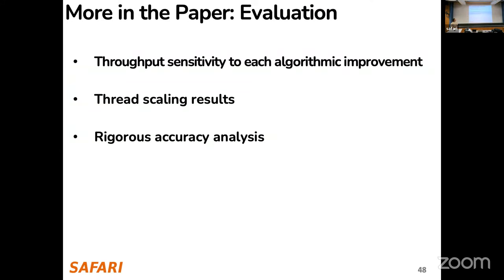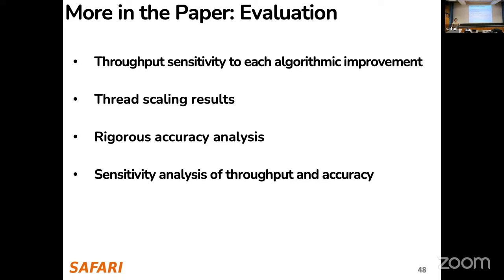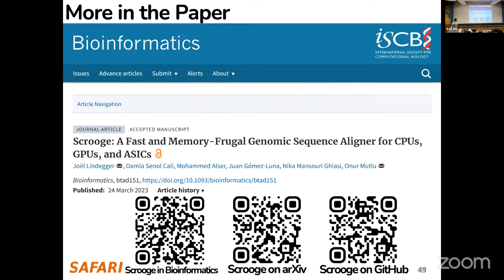We have much more in-depth evaluation in our paper, including parameter sweeps over threads and algorithm parameters. Then we analyze the accuracy of this algorithm. Turns out it actually doesn't give optimality guarantees, but in practice, it's really good. We check out the trade-offs between throughput and accuracy, and we break down also the individual components of the ASIC, some of which I've shown you. So we've got this in Bioinformatics, we've got it on arXiv and on GitHub, of course.